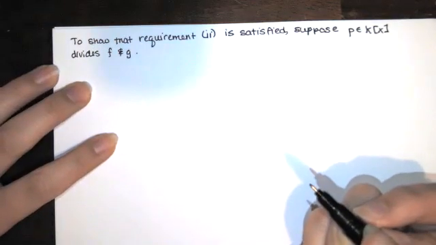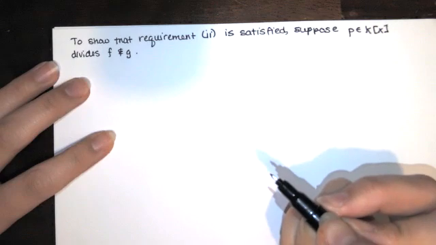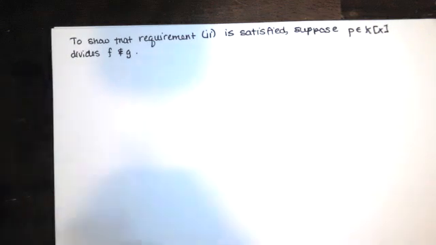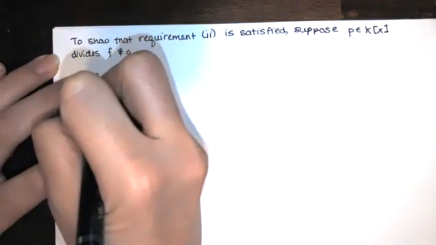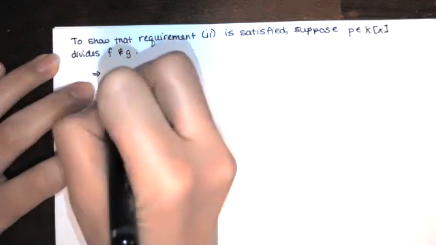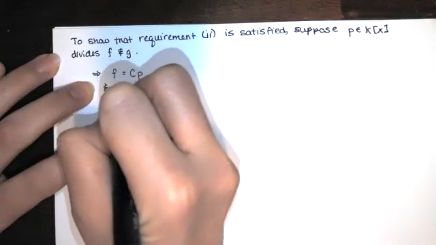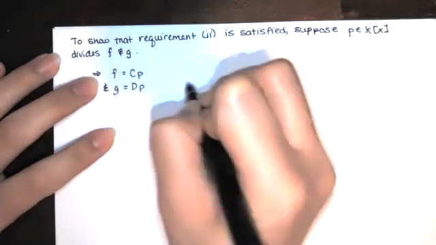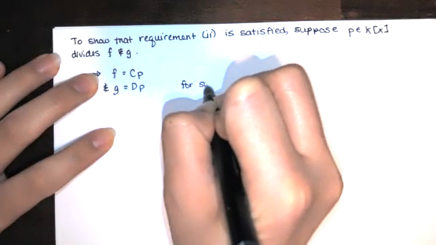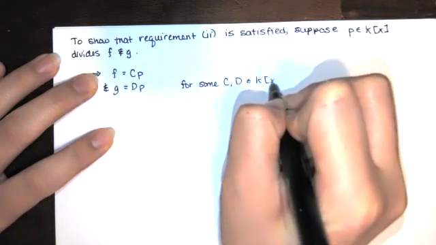Now I'm going to use exactly the same notation that they used in the book, just to make it clear and easy to refer back and forth from the book to these notes. So we're saying that P divides F and G, so that means that F is equal to C times P and G is equal to D times P for some polynomials C, D in our ring.